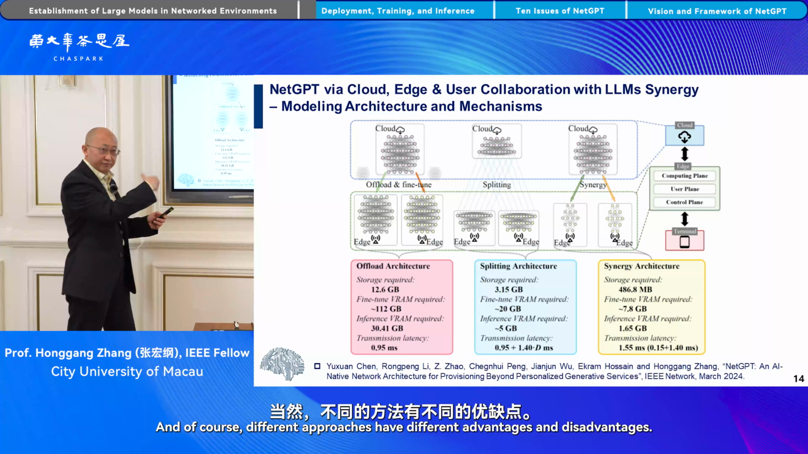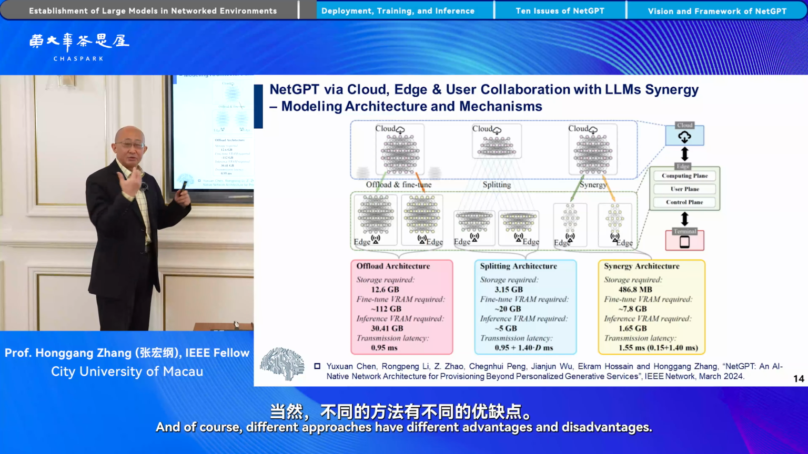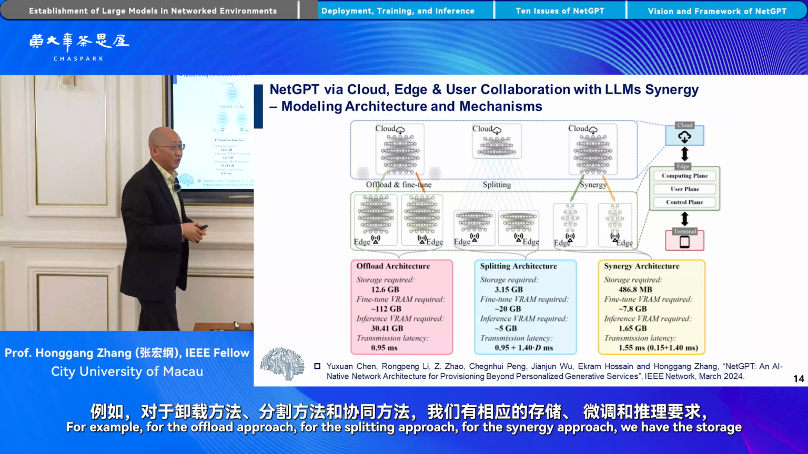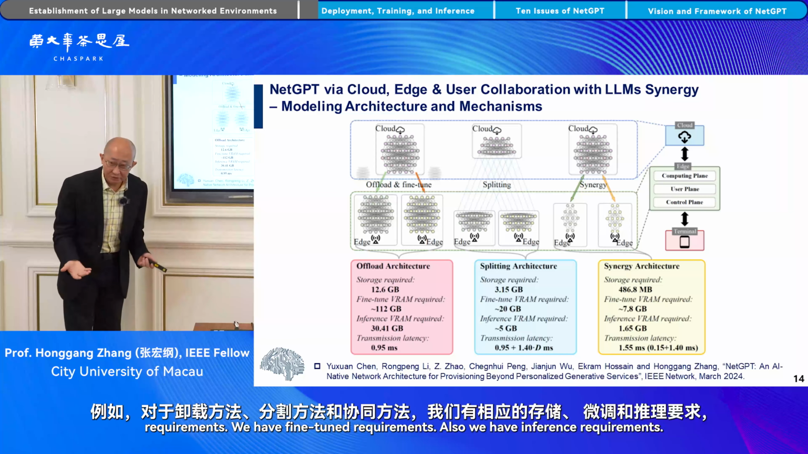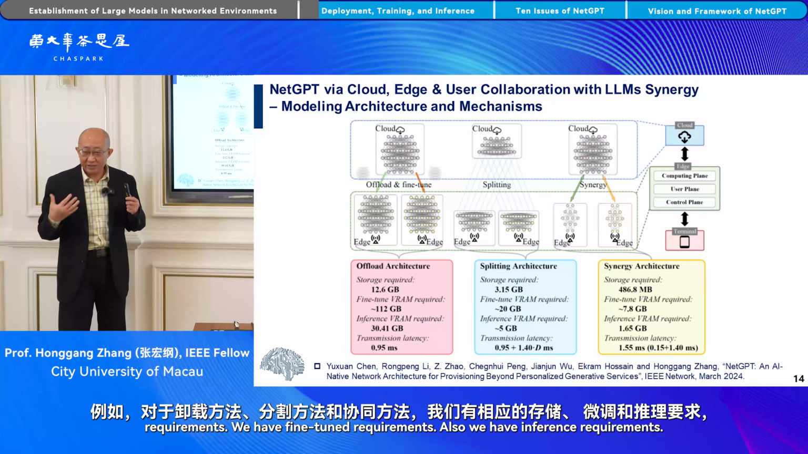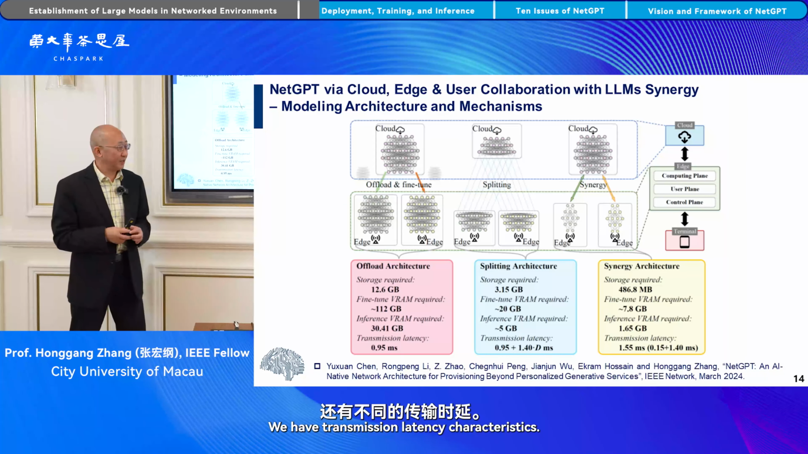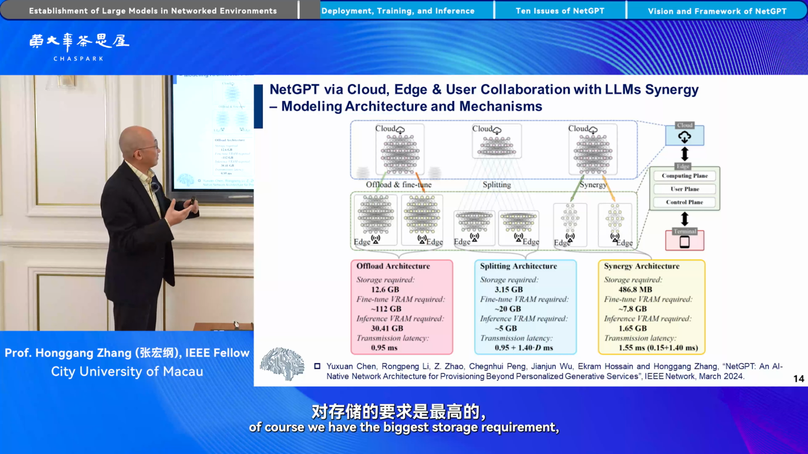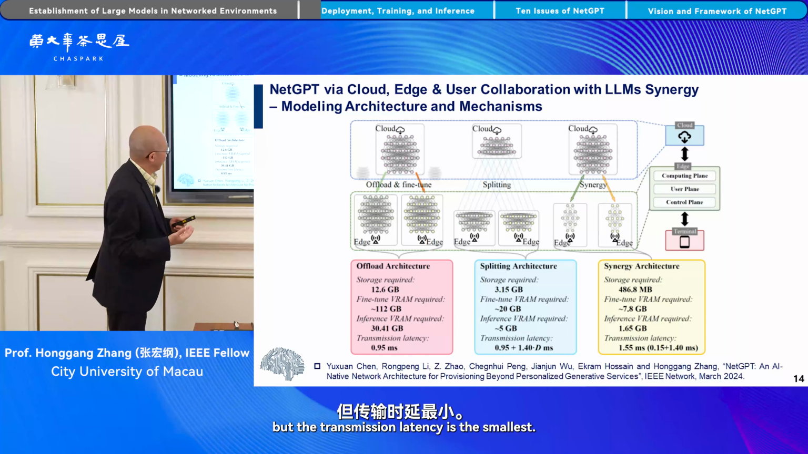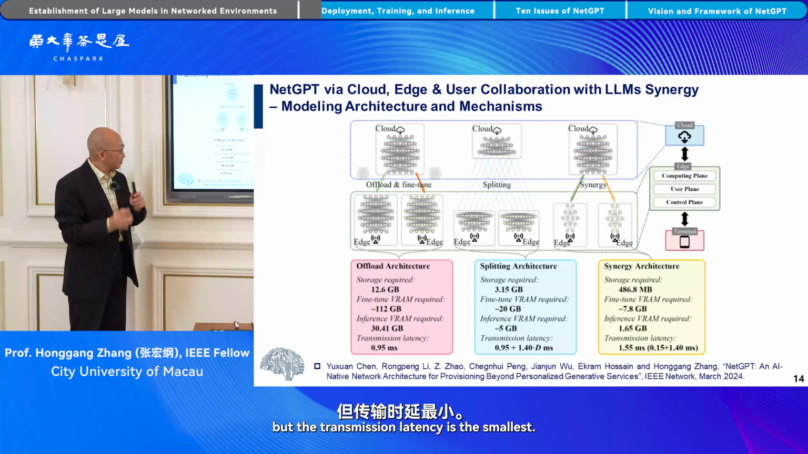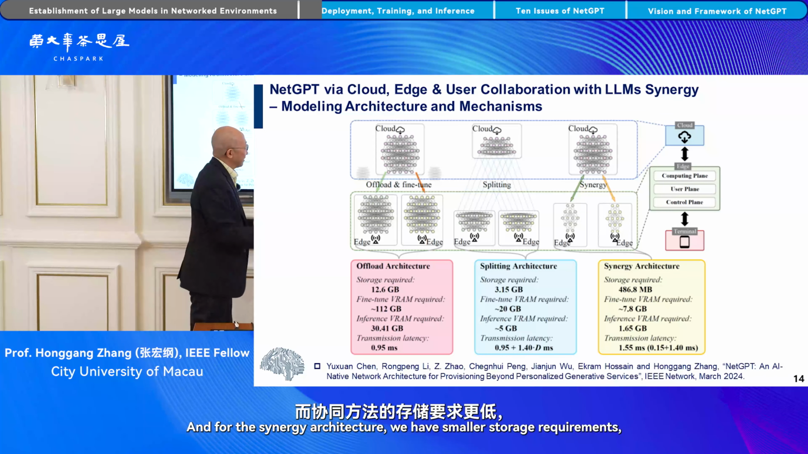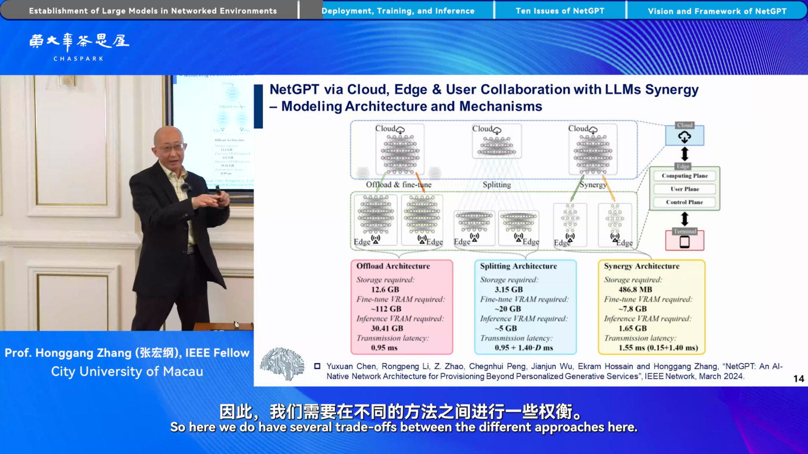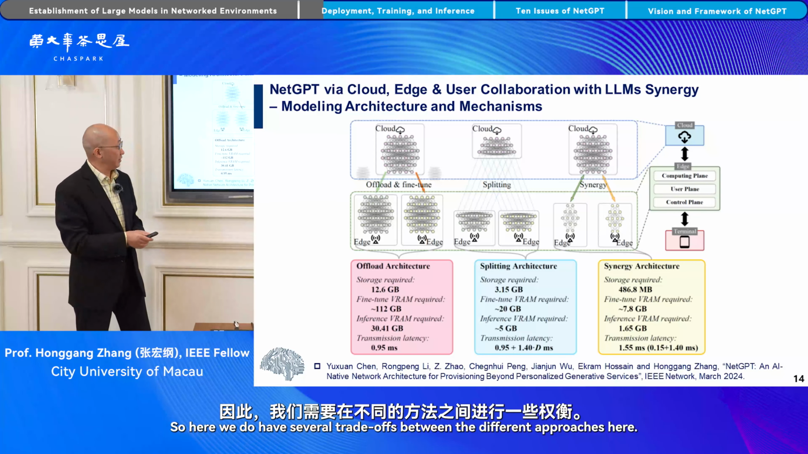And of course, different approaches have different advantages and disadvantages. For example, for the offload approach, the split approach, and the synergy approach, we have storage requirements, fine-tuning requirements, inference requirements, and transmission latency characteristics. Especially for the offload architecture, we have the biggest storage requirement, but the transmission latency is the smallest. And for the synergy architecture, we have a smaller storage requirement, but the transmission latency may be large. So we do have several trade-offs between the different approaches here.